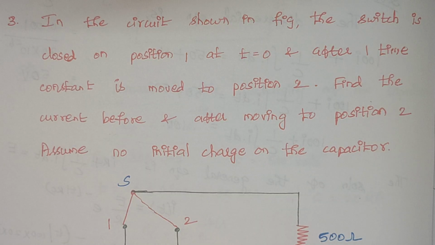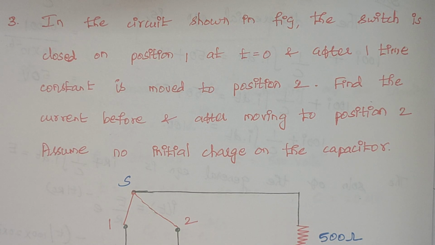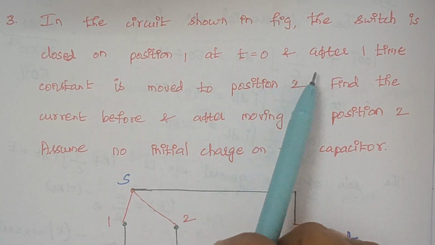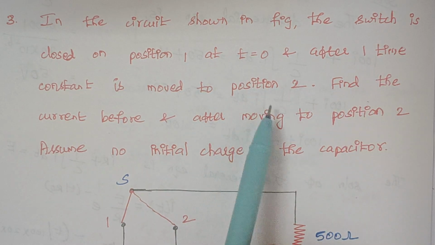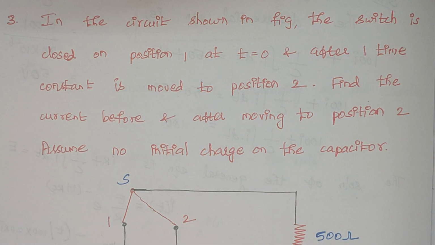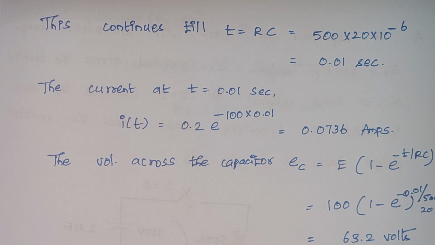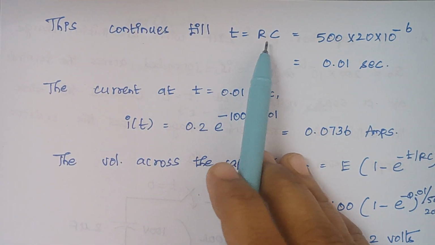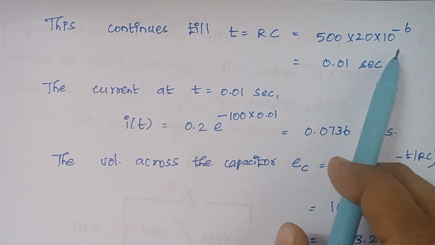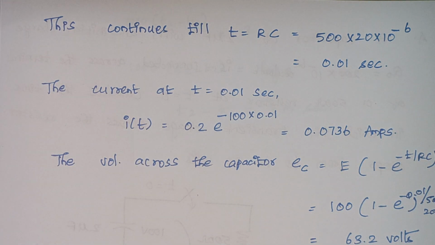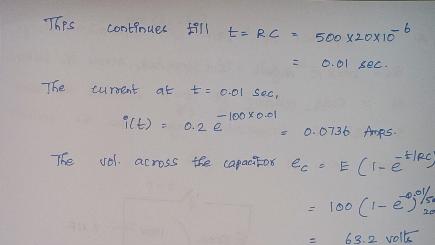When you look back at the problem, the switch is in position 1 at t equal to 0, and after one time constant it is moved to position 2. What does it mean? The switch is in position 1 for one time constant. The expression for time constant is R into C, and the values of R and C are given. Therefore, the time constant is 0.01 second. Till 0.01 second, our switch is in position 1.